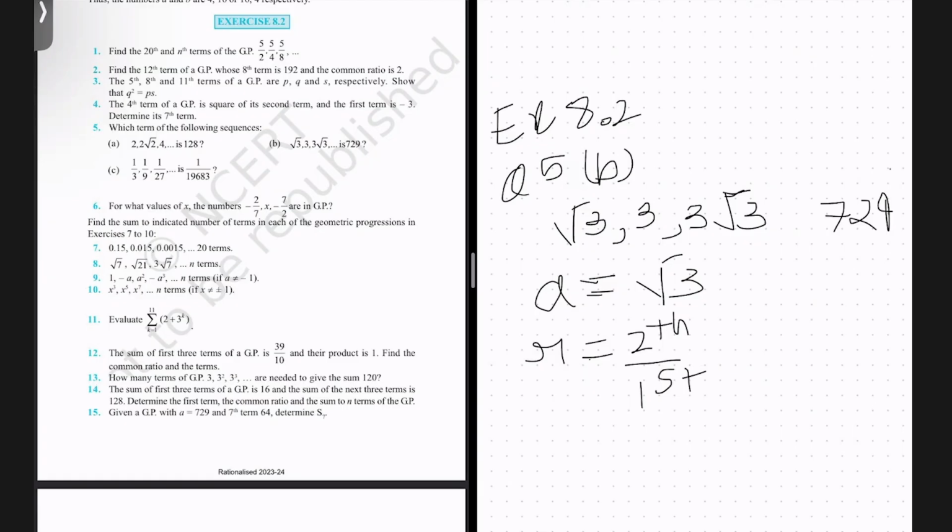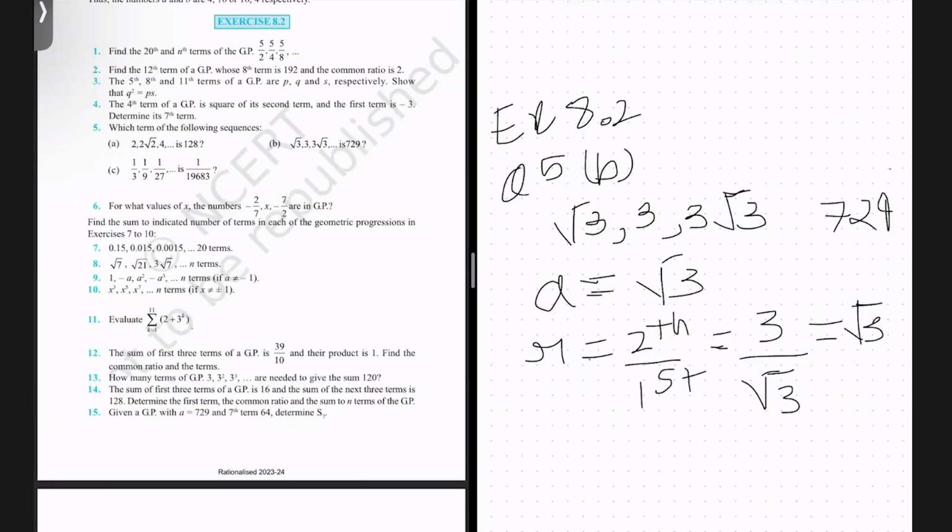Whenever you see a sequence in the form of a GP, if you want to find out the common ratio, do nothing. Just divide the second term by the first term, and that is how you're going to arrive at the common ratio, right? Second term is 3 divided by root 3, and that is nothing but root 3. So we have the first term as root 3. The common ratio is also root 3, and let us see what we get then, right?